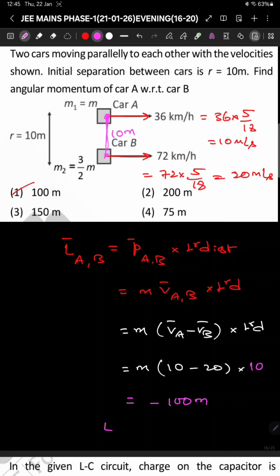You are asked to find the magnitude of angular momentum of A with respect to B. You will get 100 m. Option 1. Let's go to the next question.